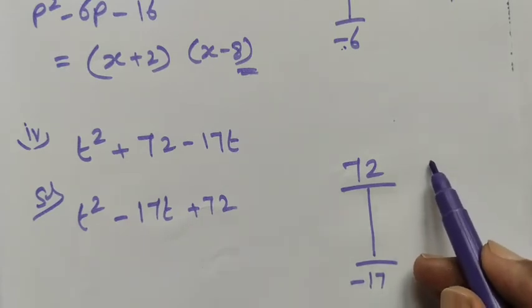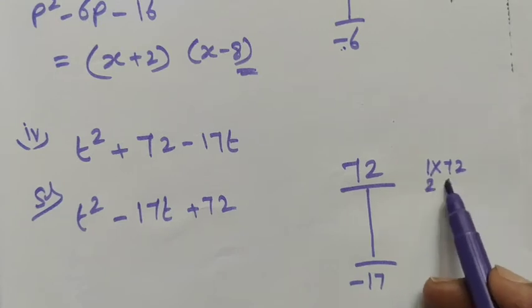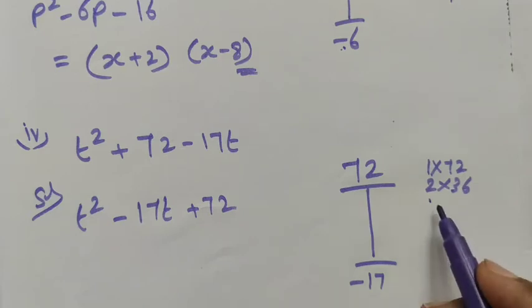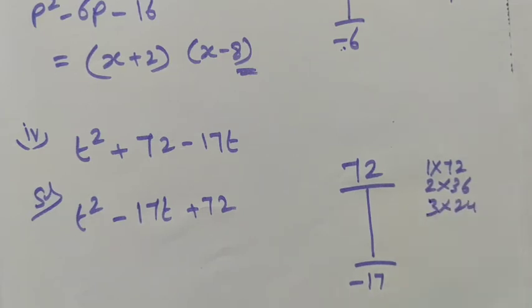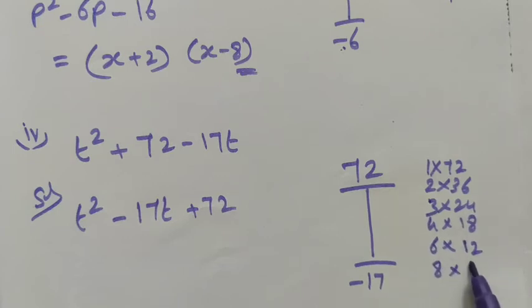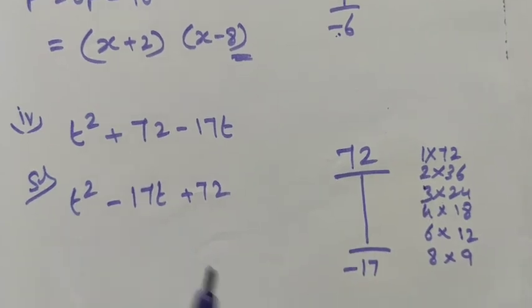So what are the factors of 72? 1 into 72, 2 into 36, and then 3 into 24, and then 4 into 18, and then 5 is not possible, then 6 into 12, right? And then 7 is not possible, so 8 into 9, 8 nines are 72. So when we multiply, these are the factors. Here we have the negative value. One of the terms is positive.